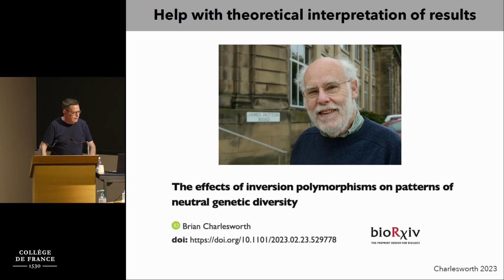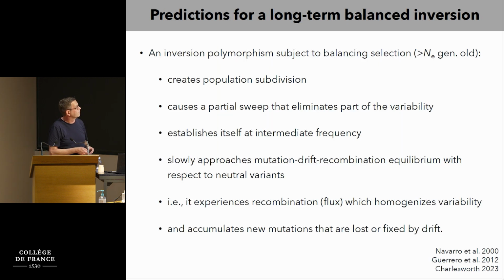So we looked at population genetic patterns. I'm going to show you in a minute. And so the theoretical interpretation of these results was greatly helped by regular conversations with Brian Charlesworth. So Brian has a new paper out on the archive where he's derived new coalescent predictions for neutral genetic variants that are associated with inversion polymorphisms. And he also performed some calculations based on our data.